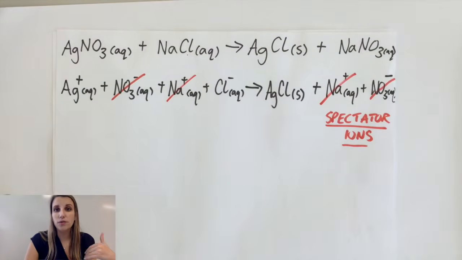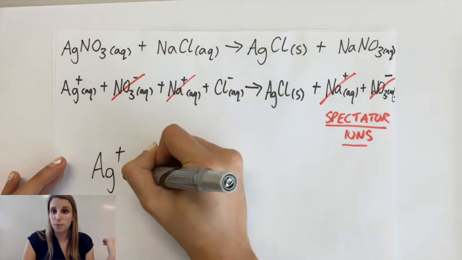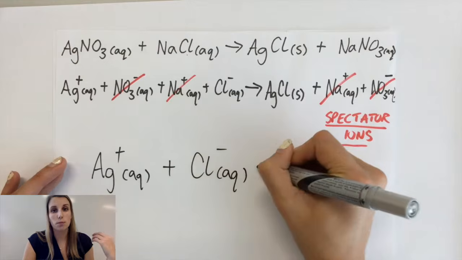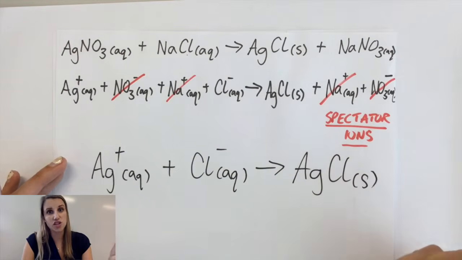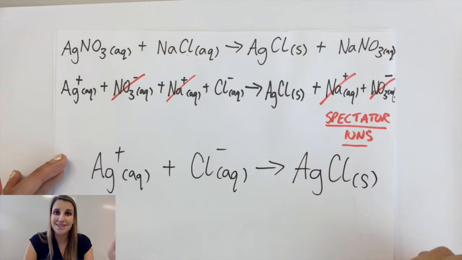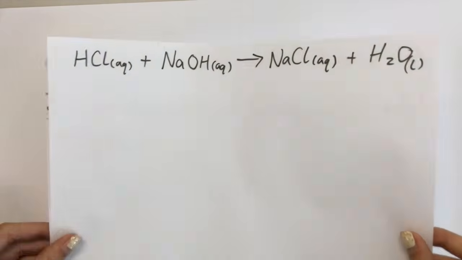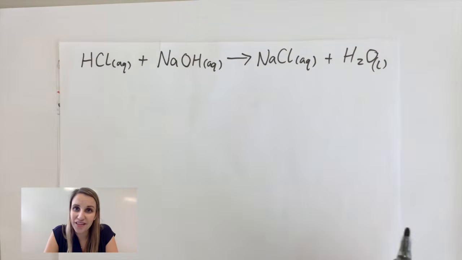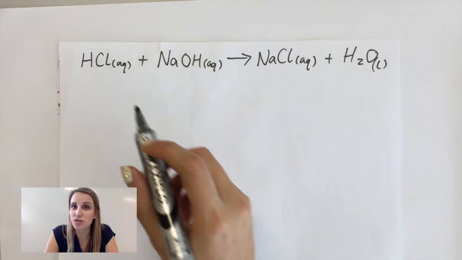So now, if I rewrite the equation, Ag+ aqueous plus the Cl- aqueous gives AgCl solid. I can see that clearly this is way simpler than the equation that I started with because I've taken out all of those ions that were doing nothing. Right, so one more example and then I'm going to leave you to have a go at one yourself.